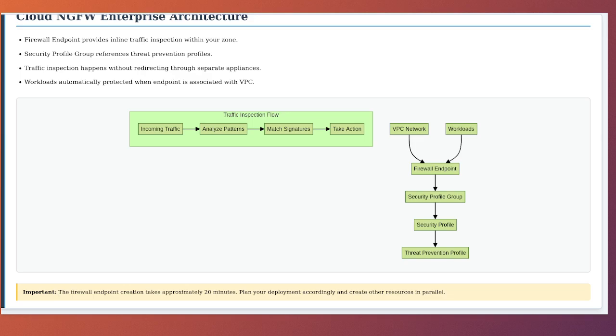This profile uses Google's threat intelligence to identify and block known malicious patterns. The key insight here is that traffic flows from workloads through the firewall endpoint, where it gets inspected against the configured security profiles. If a threat is detected, the endpoint can block the traffic, alert you, or take other configured actions. All of this happens inline without requiring you to redirect traffic through separate appliances.